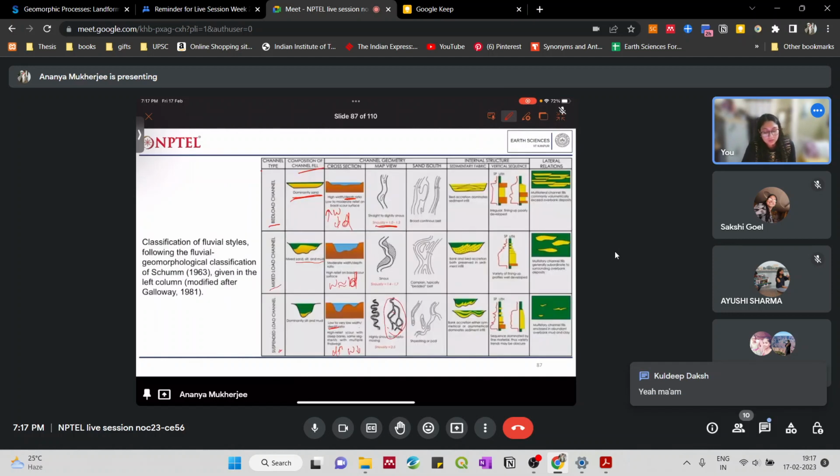Okay. So in this diagram, in this table, don't get very scared about the columns after the fourth column. You only concentrate on the first four columns.